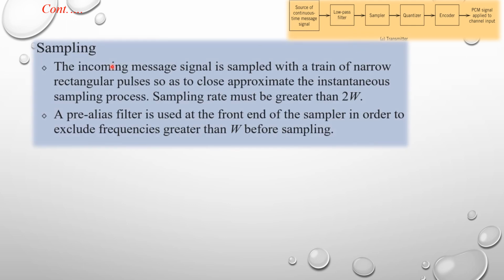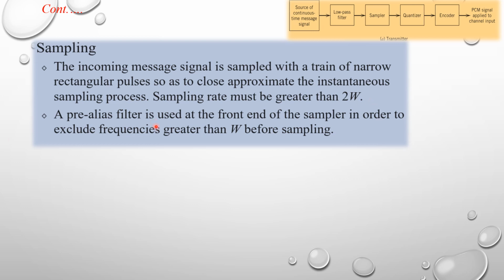The information source is applied to a low pass filter. The main function of the low pass filter is to pass the lower frequencies. The output of the low pass filter is applied to the sampler. The main criterion for the sampler is that the sampling frequency is greater than or equal to 2 omega. In sampling, the incoming message signal is sampled with a train of narrow rectangular pulses so as to closely approximate the instantaneous sampling process. The sampling rate or sampling frequency Fs must be greater than or equal to 2 omega. This is the criterion for sampling.